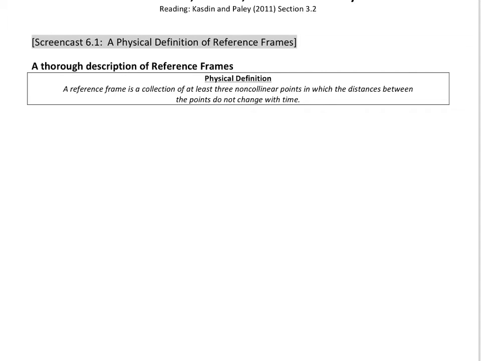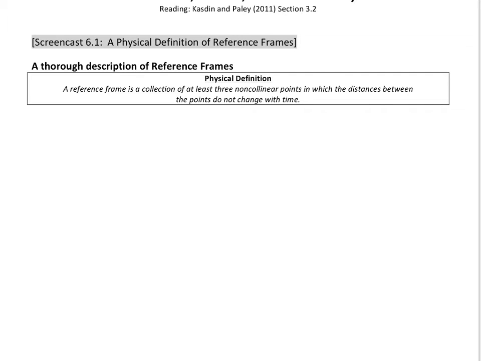In this screencast, we're going to build on our toolbox so far. And we're going to deal with reference frames. We're going to expand on what's been a really qualitative and simple definition of a reference frame so far, meaning that it's the point of view in which you observe motion, and then start putting some physical reality on this.